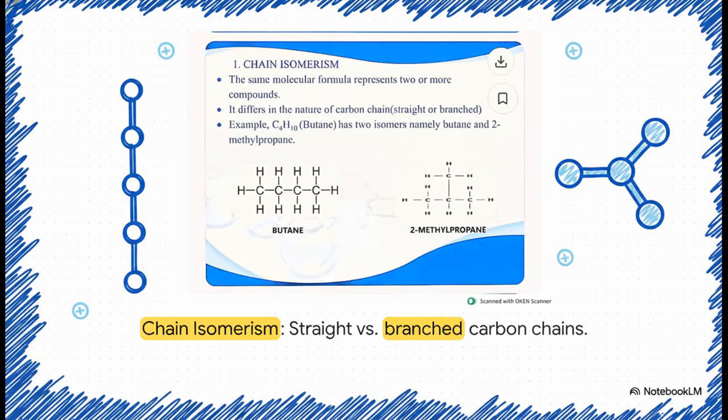Let's kick it off with chain isomerism. Take a look at these two compounds. They both share the exact same molecular formula, C4H10. But look at the carbon chain itself. In butane, the carbon atoms form a simple, straight horizontal line. But then in 2-methylpropane, the carbon chain is branched. It's like one of the carbons just popped off the end and attached itself right to the middle. Same exact formula, but an entirely different chain shape.